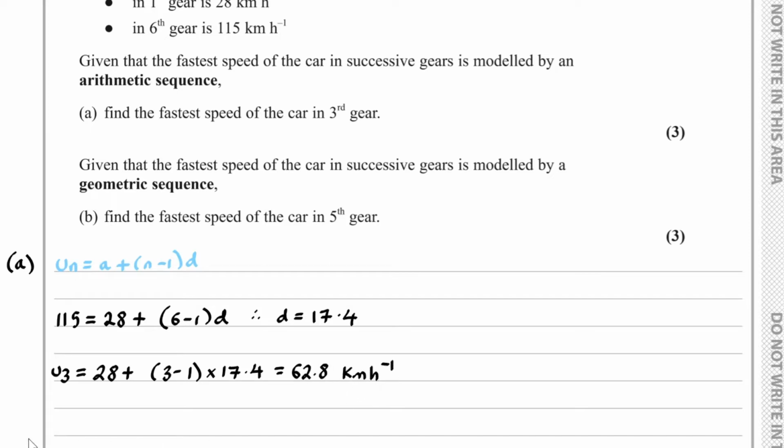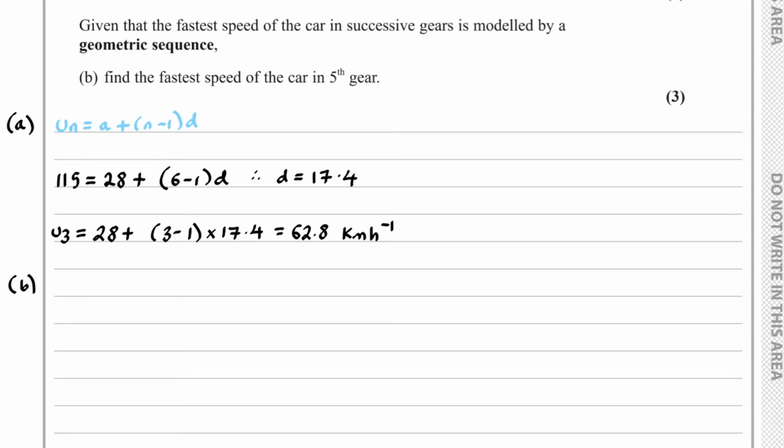kilometers per hour. And now for part B, we have to find the fastest speed of the car in the fifth gear, given that the fastest speed of the car in successive gears is modelled by a geometric sequence. And for a geometric sequence, we see that un is equal to a, that's our first term, multiplied by r, that's the common ratio, and we raise this to the power of n minus 1.